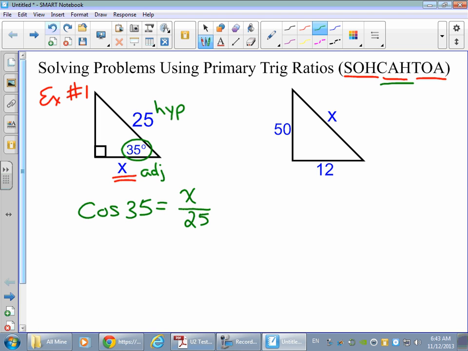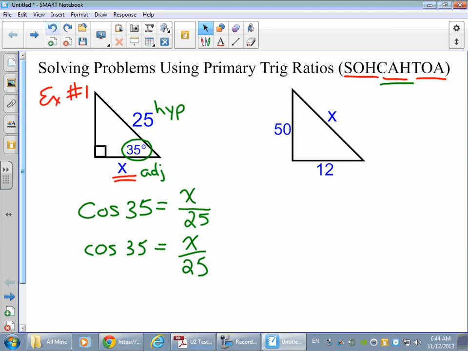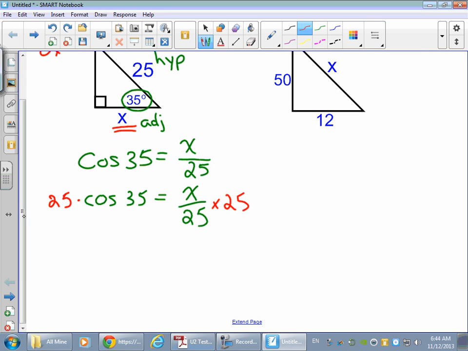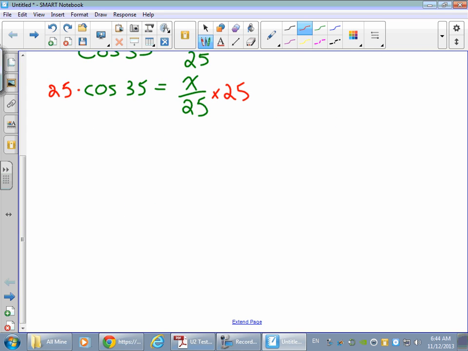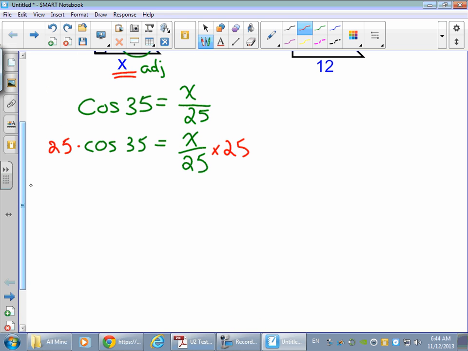And now I solve this like any equation. I want to isolate x. I'm dividing by 25, and so essentially what I'm going to do is multiply both sides by that same 25. And of course that maintains the balance of my equation. Both sides are now 25 times bigger than they were, so they're still equal to each other. What happens is, of course, that cancellation over there, and then 25 times cos 35 will get me my answer.